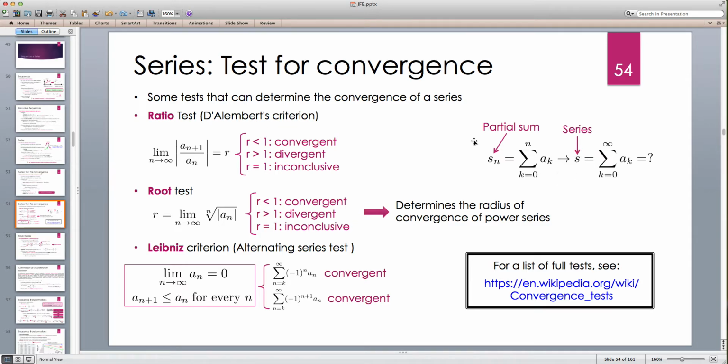All right. So we want to test this by just looking at the generating sequence a sub n. And the test is going to tell us whether or not the partial sum sequence converges, or basically the series converges. Here I have put 3 of the most famous tests.